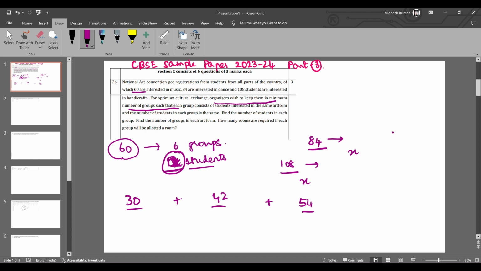Since if we find the highest common factor of 60, 84 and 108, we'll obtain the minimum number of groups, and at the same time we will obtain the number of students which can be equally divided for all three interested student sets into groups. We'll divide into a certain number of groups in which each group has that same number of students.